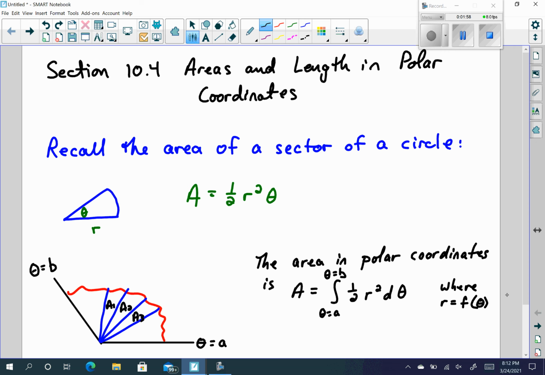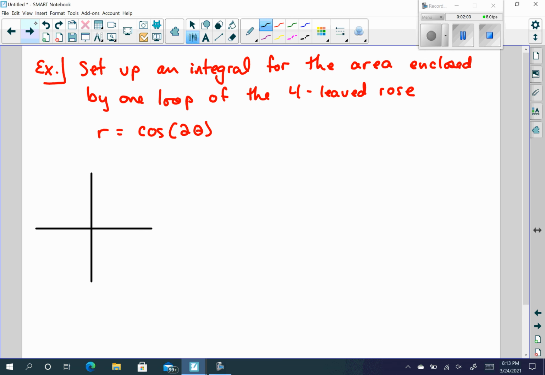All right, so our first example, we're just going to set up an integral. So we'll set up an integral for the area enclosed by one loop of the four-leaved rose, which came from r is equal to cosine 2 theta. So if you remember the construction of this from the last section, we're just going to go to the portion that's over here. So we would start at this point (1, 0), and then we actually made our way back here.